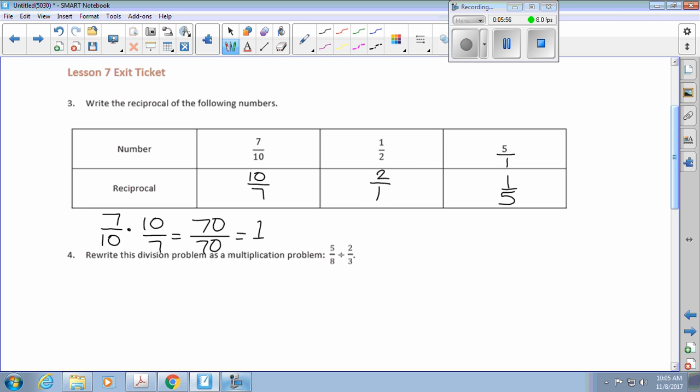So that's how we know that 1/2 and 2 over 1 are reciprocals. If we multiplied them, we'd get 2 over 2, we would get 1. If we multiplied these, we'd get 5 over 5, and that equals 1, all right? So, let's go back, now that we know what reciprocals are. Actually, let's do a few more examples.